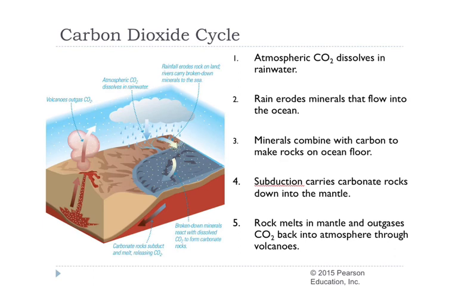So we've heard of our water cycle, right? Water evaporates, goes up into clouds, falls down, goes into our ocean, and cycles again. Well, here we have our carbon dioxide cycle. Similar to that, it's in the atmosphere, and the CO2 dissolves in rainwater. The rain erodes, and these minerals end up flowing, and then go into the rocks, into our ocean. And then eventually it's carried down into the mantle. Then the rocks melt in the mantle, and these gases come back out as CO2 into the atmosphere. So this is a very healthy cycle.